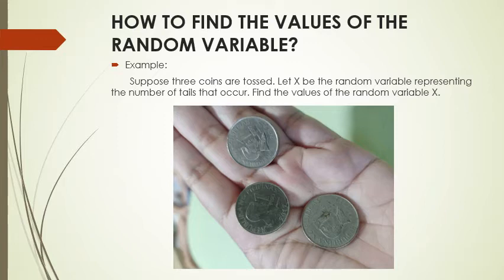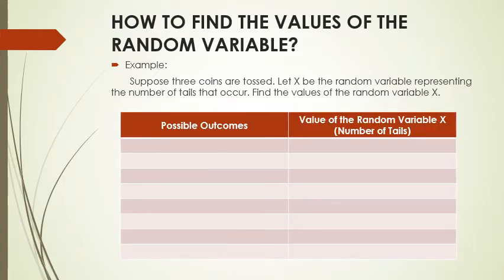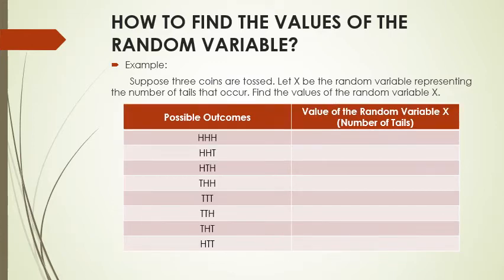We will make a table with two columns. The first column is for the possible outcomes and the second column is for the value of the random variable x, or the number of tails that occur for each toss of the coins. There are 8 possible outcomes. First, all heads. Then two heads and one tail. Then head, tail, head. Until you reach the last possible outcome, head, tail, tail.